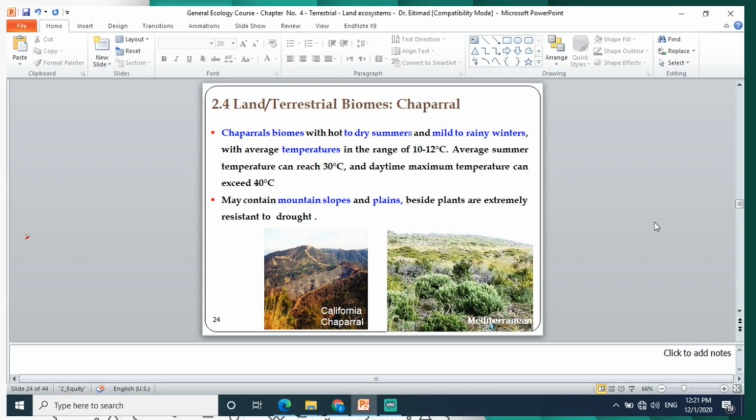The Chaparral biomes have hot summers and mild, rainy winters, because they are characterized by the Mediterranean climate. Many of them are found on mountain slopes, like the California Chaparral and the one along the Mediterranean area, or in the plains. The types of trees present in this area are extremely resistant to drought.